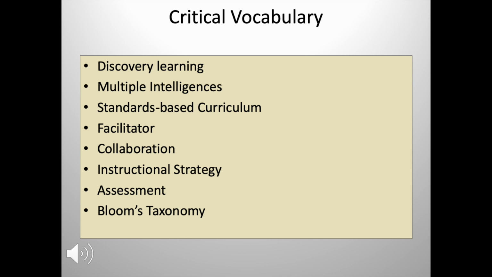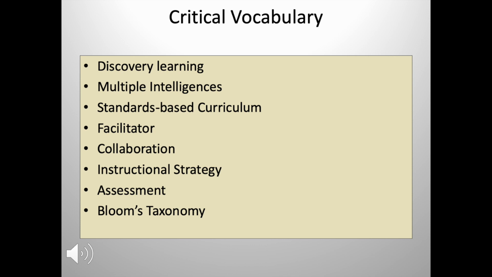Continuing with critical vocabulary, discovery learning is an inquiry-based constructivist learning theory that takes place in problem-solving situations, where the learner draws on his or her own past experience and existing knowledge to discover facts and relationships and new truths to be learned. Next is the theory of multiple intelligences, which differentiates human intelligence into specific modalities. These types of intelligences include visual spatial, verbal linguistic, logical mathematical, bodily kinesthetic, interpersonal, intrapersonal, and naturalistic.